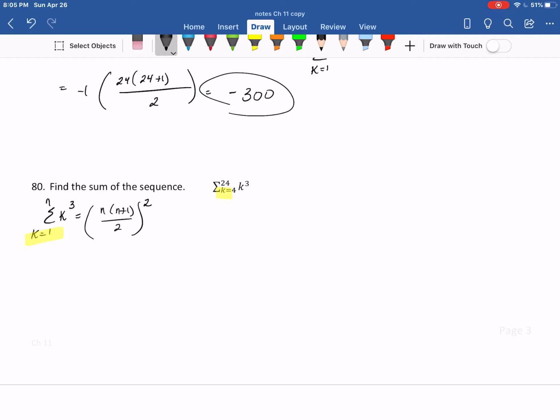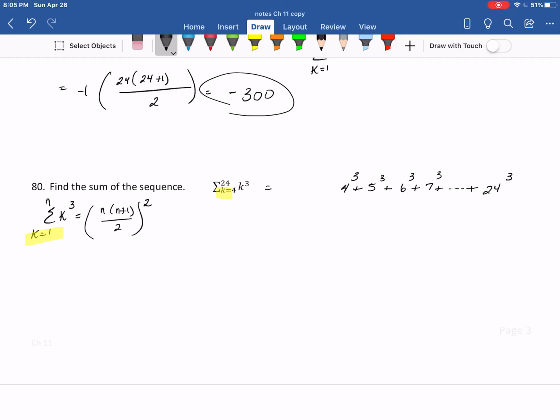So let me write out the first few terms so you understand what's going on. This would be 4 cubed plus 5 cubed plus 6 cubed, and so on and so forth, all the way down to 24 to the third power. So this would take you some time. If you wanted to type this into your calculator, you could. It would take you about 10 times as long as using a formula. And that's assuming you don't make any mistakes. There's lots of places to make a mistake on that.